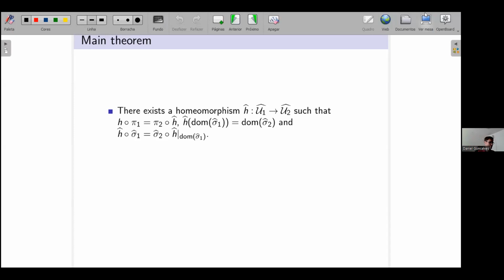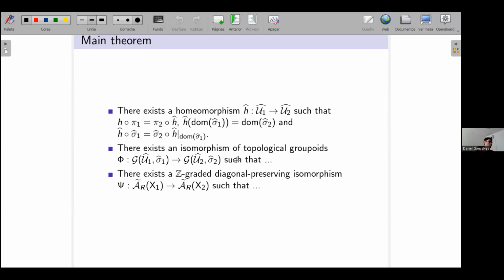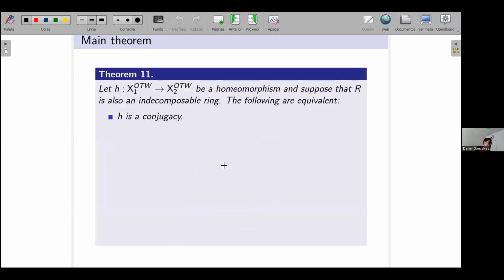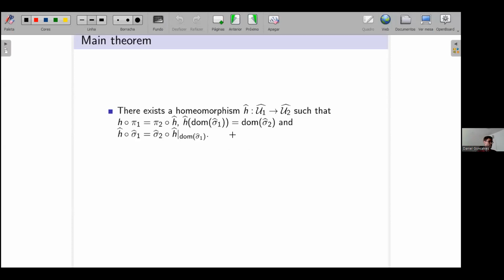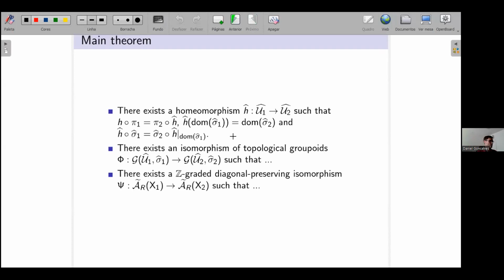There are so many maps there, sometimes I have to remind myself. And so this also means that we have a Z-graded diagonal isomorphism of the algebras. So these are the main results of our paper: we could characterize conjugacy in terms of these isomorphisms of the algebras.